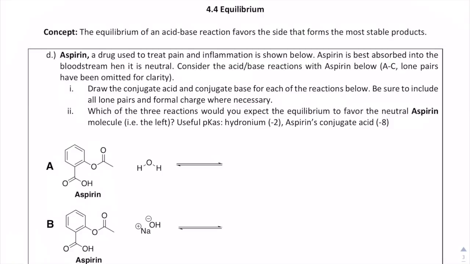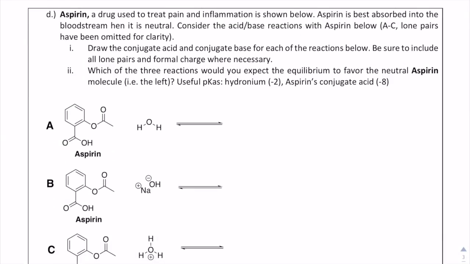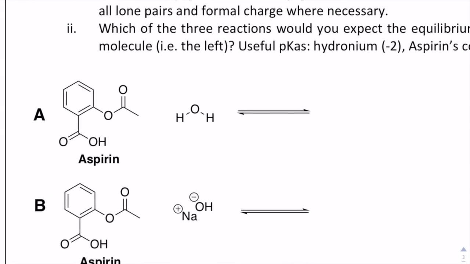Aspirin is a drug used to treat pain and inflammation, as shown below. Aspirin is best absorbed into the bloodstream when it has a neutral charge. Consider the acid-base reaction with aspirin below, labeled A through C, and lone pairs have been omitted for clarity. Okay, the first thing we want to do is draw the conjugate acid and conjugate base for each of the reactions below, and be sure to include those lone pairs and formal charges. The first thing we need to do is decide what's the acid and what's the base. For aspirin and water, aspirin has a carboxylic acid functional group, so that's a pretty good indicator that this is going to be our acid. And this is going to be our base.